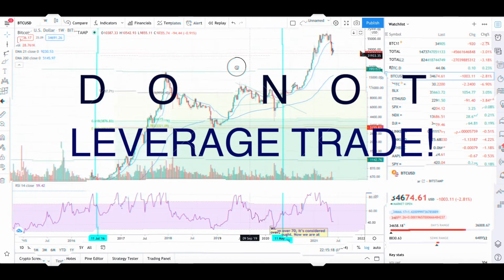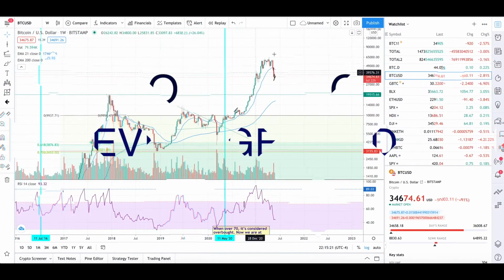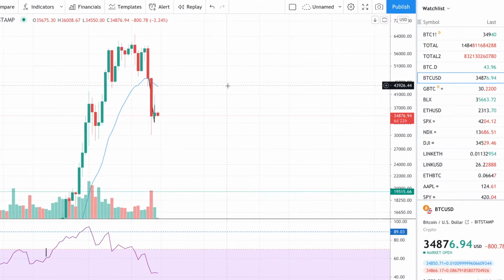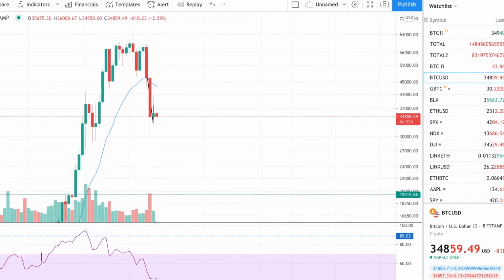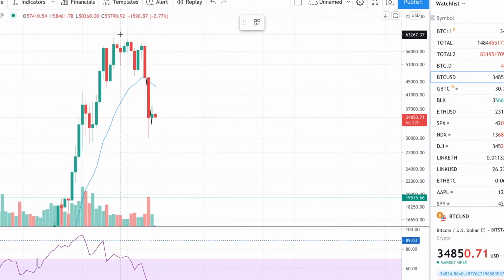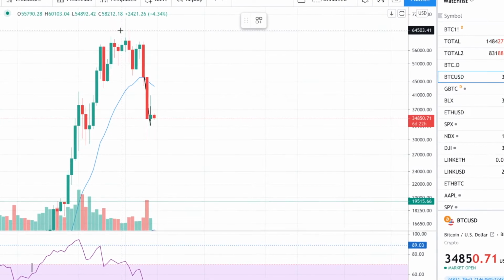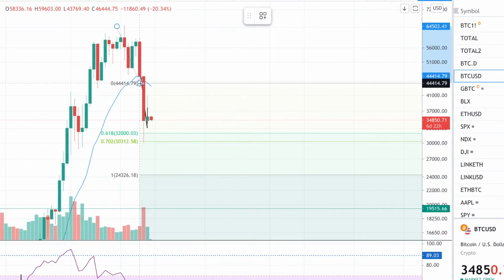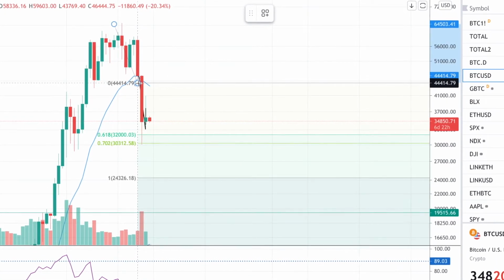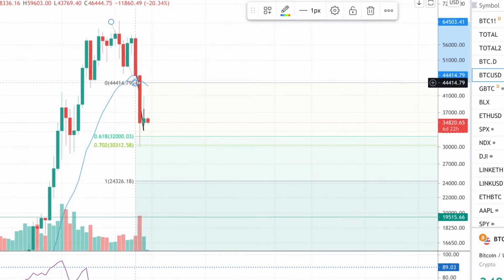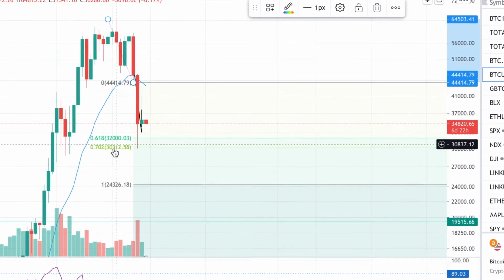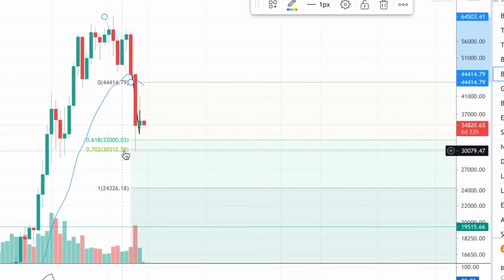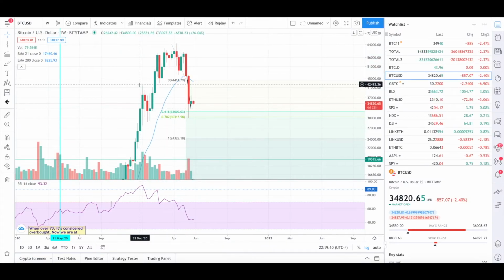Anyway, so now let's assume that this is the top. Let's just zoom in, make it easy. From the fib extension tool, this was the peak, and this is when it went below the 200-day moving average, and here we can see that this point is $30,312.